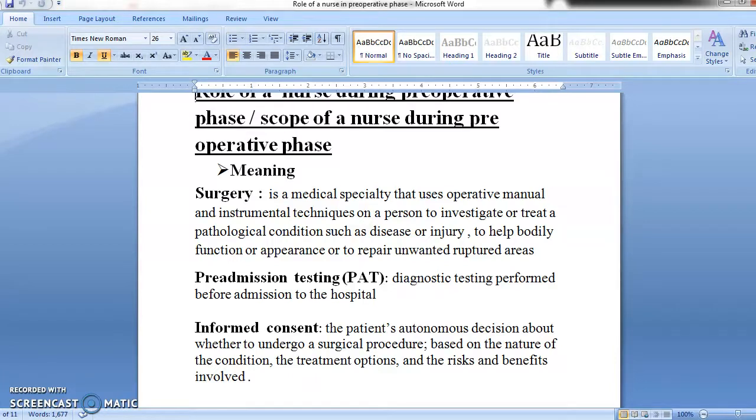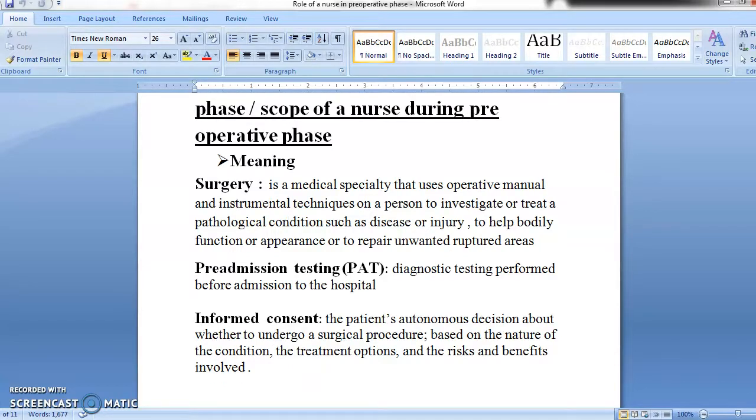So before the surgery, pre-admission testing should be done. Informed consent should be taken.